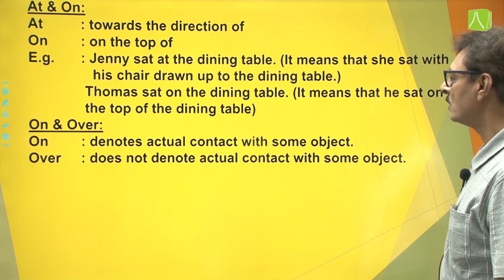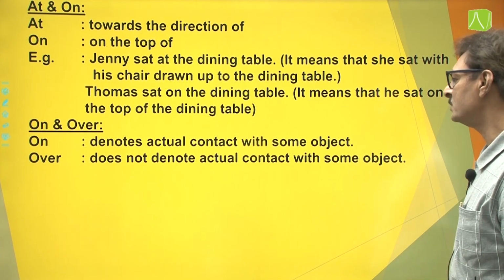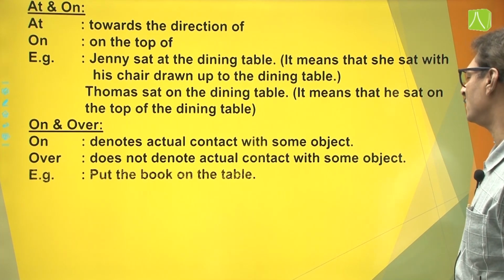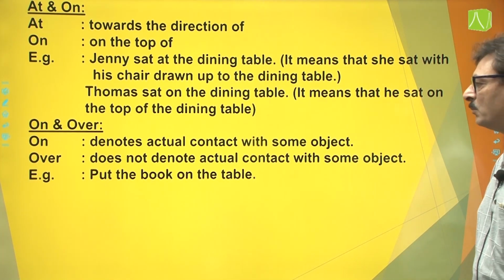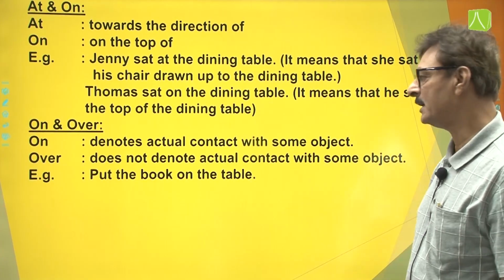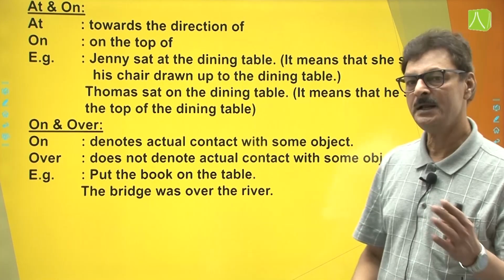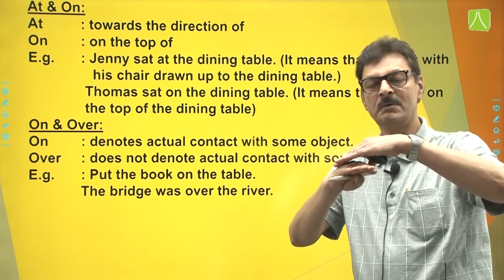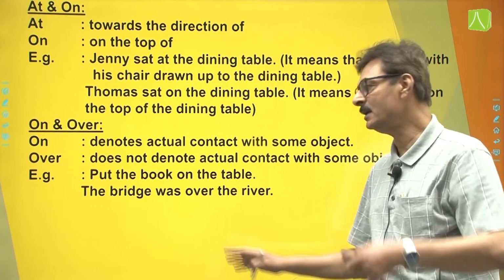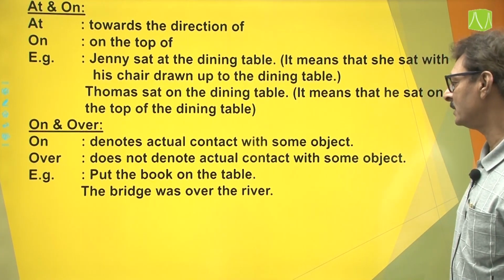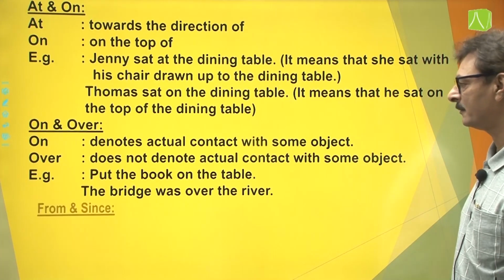On and over. On denotes actual contact with some object, whereas over does not denote any contact with some object. Put the book on the table. उसके ऊपर रख दो, contact हो जाएगा. The bridge was over the river. The bridge does not have any contact with the river. उसके ऊपर से जाती है. So over does not have any contact.